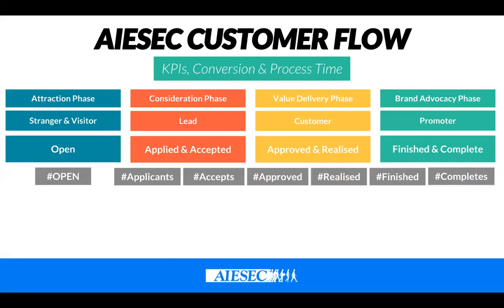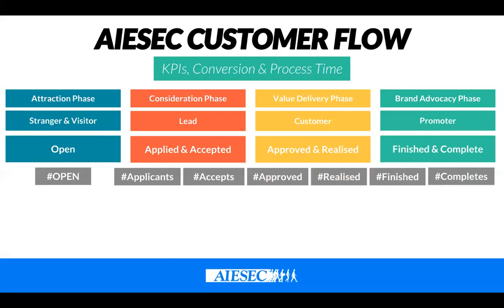This is where OGX starts to take over, and this is what OGX is responsible for, where they need to be ensuring that we're funneling people through that customer flow and having them become applicants and become accepted. And then when they enter the value delivery phase, this is where they start to become approved and realized. These are key KPIs, and OGX is heavily involved here, as this is where we start to actually provide that service for the customers. And then in the brand advocacy stage, the KPIs are finished and the number of completes.